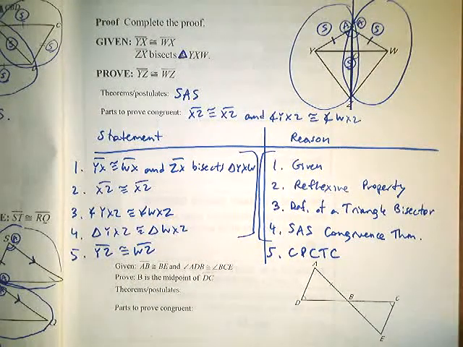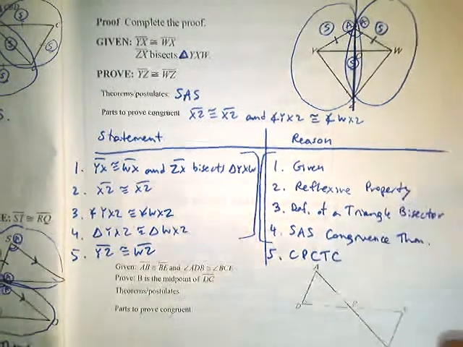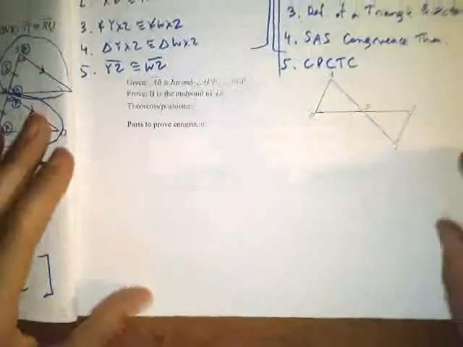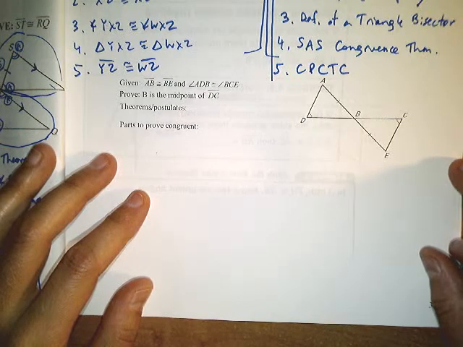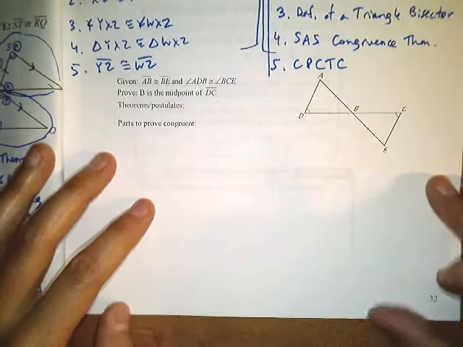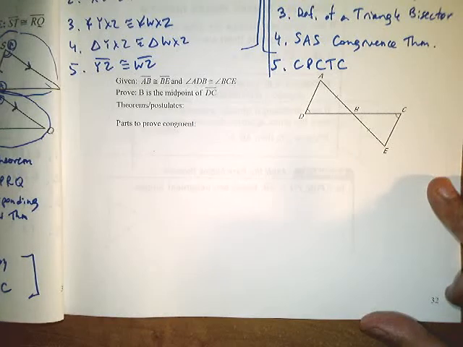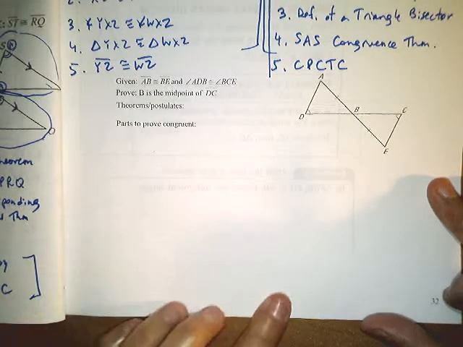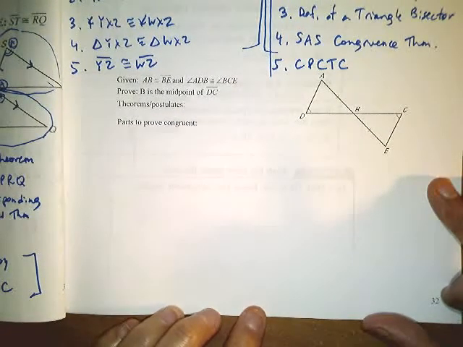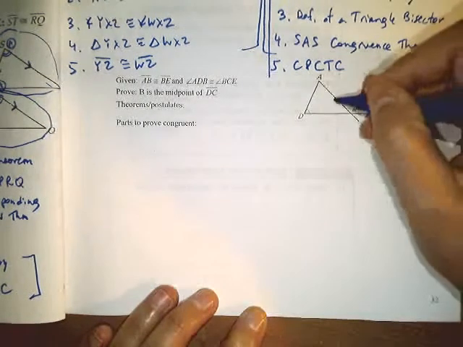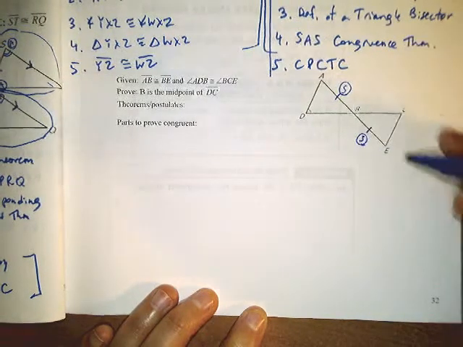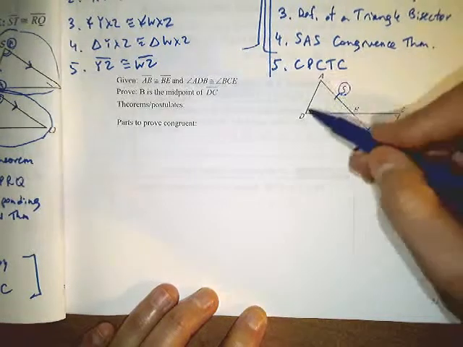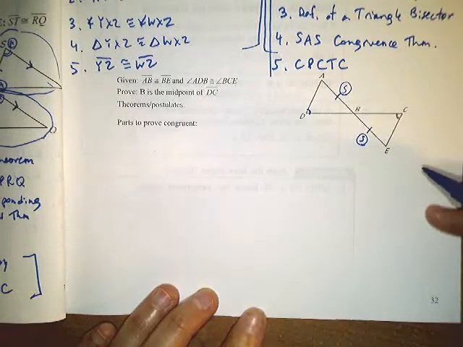And the last proof for this section is this one. So to prove that something is a midpoint, we actually have to take it a step further into what I might call a phase 3. I think these two triangles have a pair of sides that are congruent and a pair of angles that are congruent.